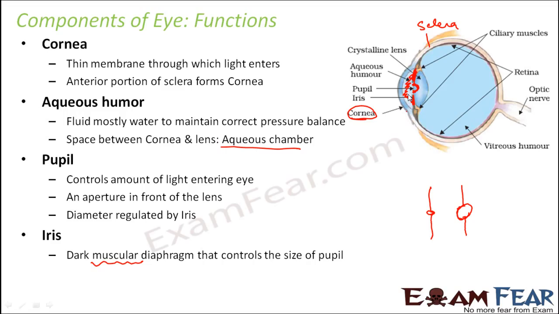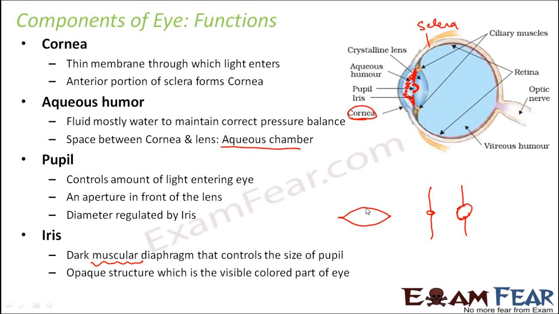So depending upon the situations, your iris tends to change the diameter of the pupil, and that is how it can control the amount of light which is entering your eye. So iris is an opaque structure which is the visible colored part of the eye. As I said, now if you look at your eye, what are the visible parts that you can see? This is how it looks from the front.